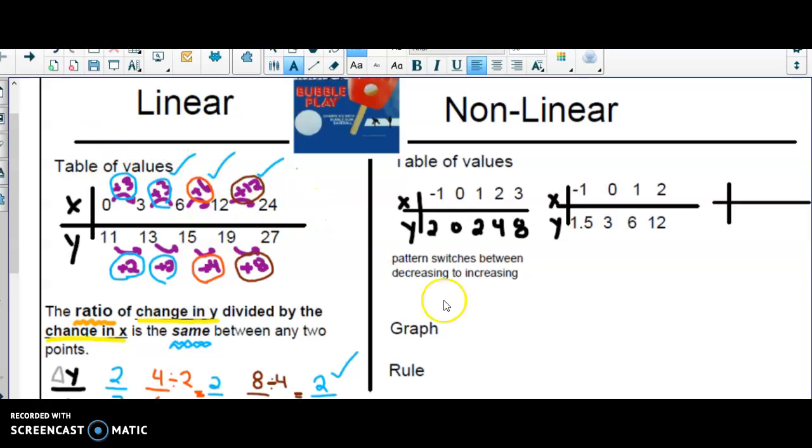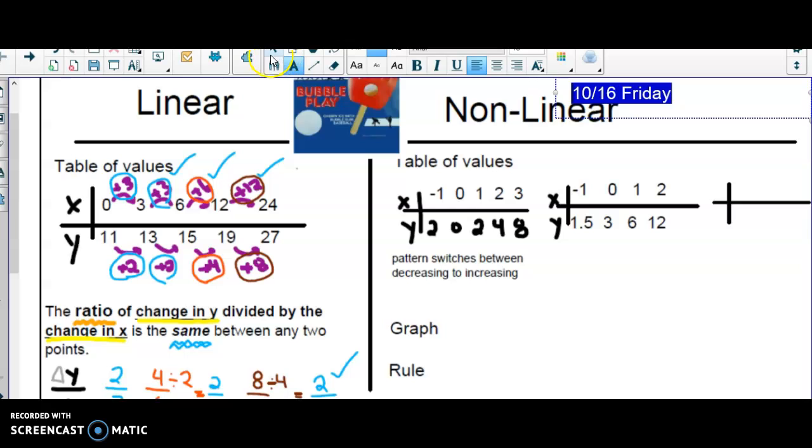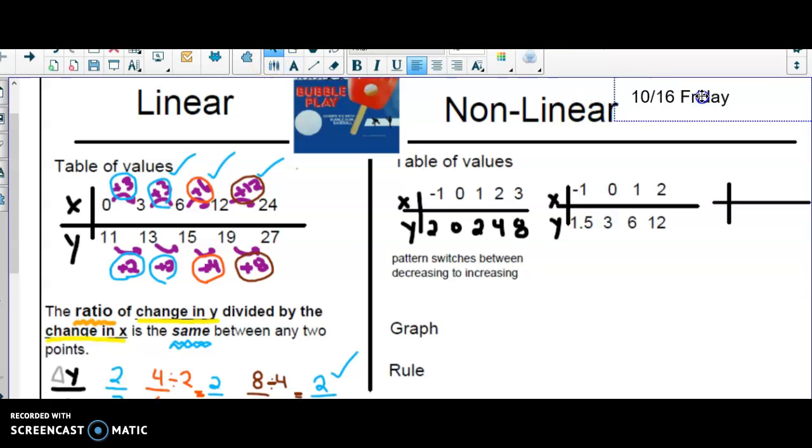This is going to be a continuation of our notes from Friday. So on Friday we started taking some notes on linear versus nonlinear functions and just showing some examples of both. So that's what we're going to be continuing with today. So just to review, this is what we did on Friday.